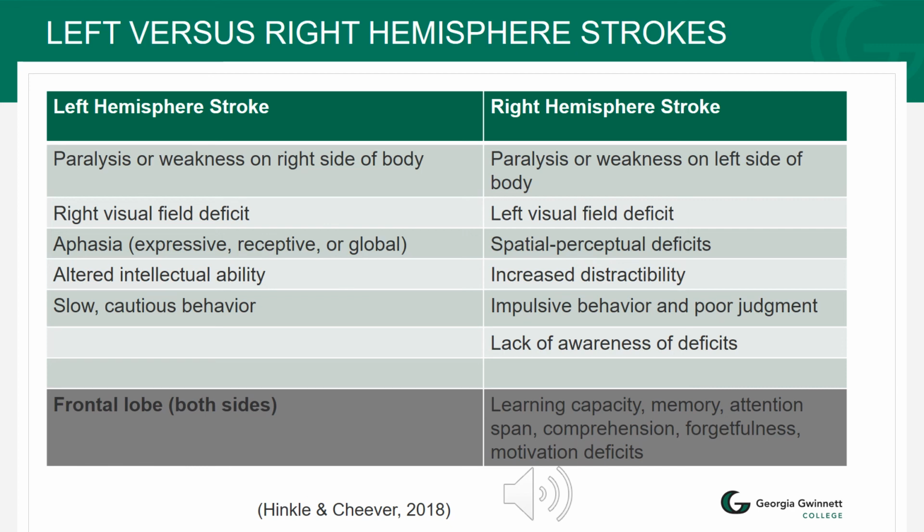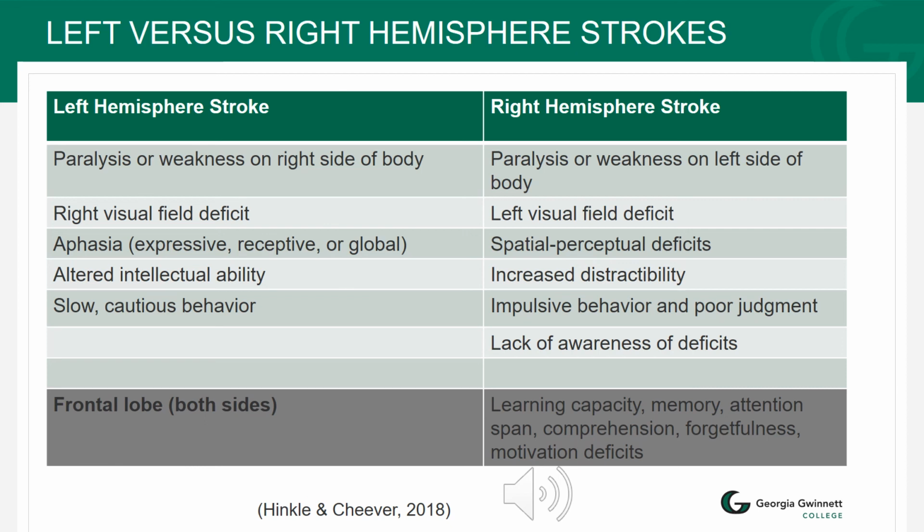If the stroke happens on the right hemisphere, they'll have that hemiplegia or hemiparesis on the left side of the body. Their left visual field will be impacted. They'll have a left visual field deficit in both of those eyes. They will have inability to pay attention to spatial perceptual deficits, so they won't be able to tell how far away things are. They have more of a chance of being distracted, increased distractibility. They can have impulsive behavior and poor judgment, and lack of awareness of their deficits.